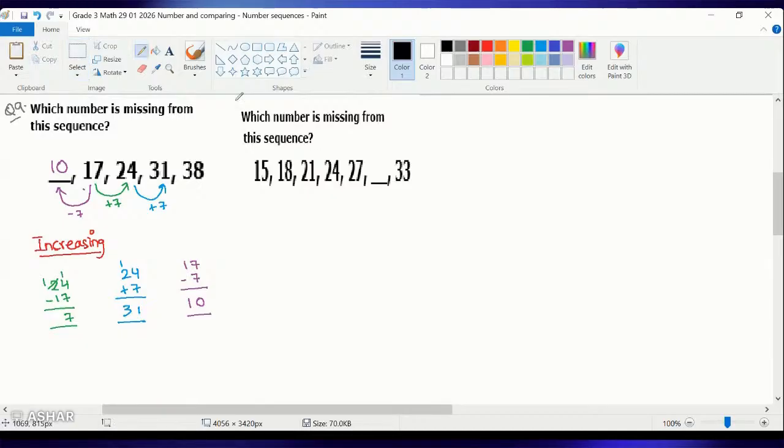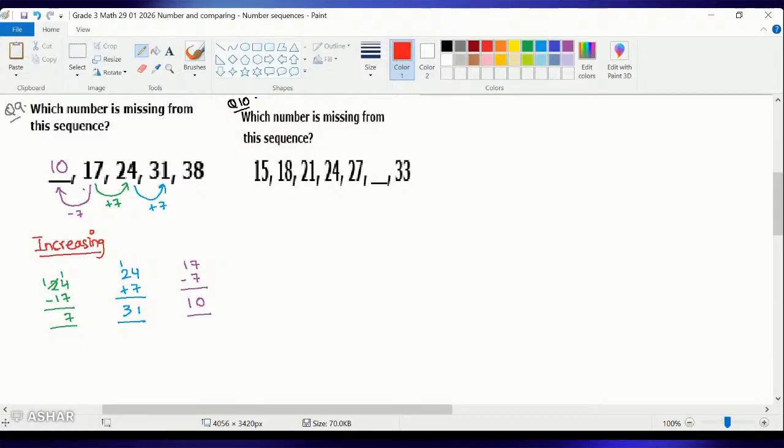Is it an increasing or a decreasing sequence? See, increasing or decreasing is not important for us. What we are trying to see is whether we need to add or subtract, so it's easier for us to understand. So if 15, then 18, then 21, then 24, that means from 15 the numbers have increased.